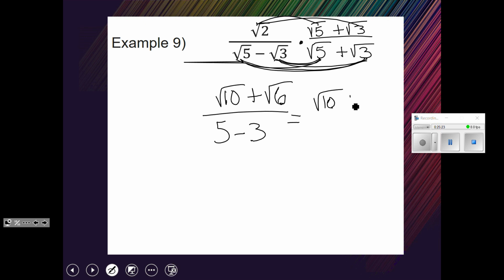And these are not like radicals, so you can't add them. Radicals have to match in order for you to add them, divided by 2. And you can't simplify the 2.